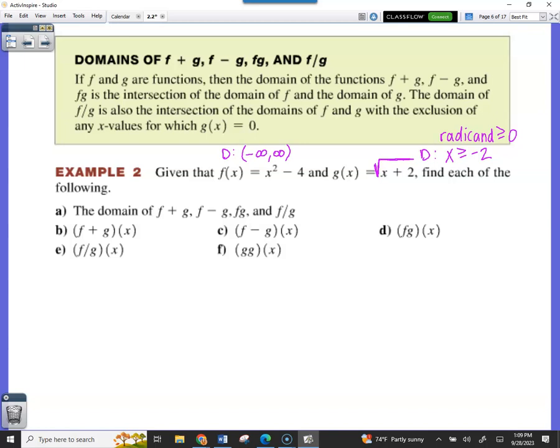Alright, so now let's look at it. So those are the individual domains. It says state the domain when you add, subtract, multiply, divide. Well, if I'm just adding them, then my only domain restriction is the one that has the problem to begin with. So the domain of adding would be that it has to start at -2 and go to infinity. Greater than or equal to -2, right? That's the interval notation. If I'm subtracting, it's still -2 to infinity.